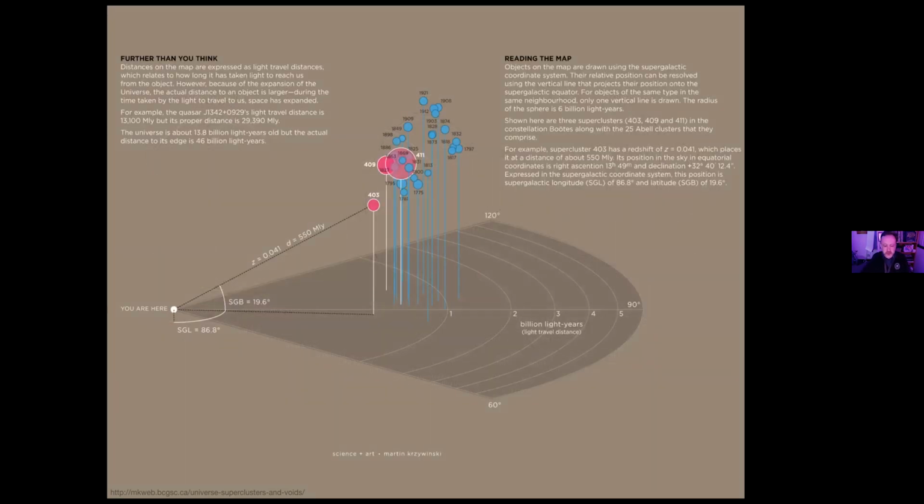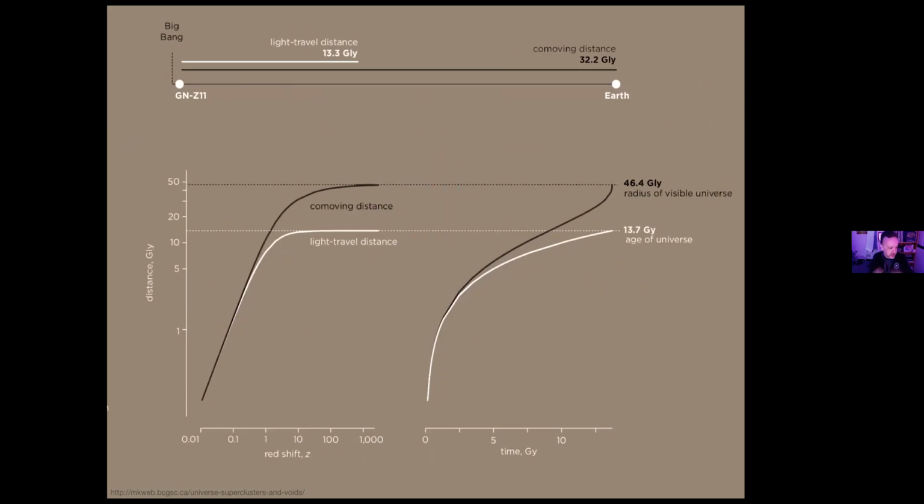Next thing, you learn about how to read the map, and then you have this thing about "further than you think." In other words, there is this perception that because the universe is now 14 billion years old, it must be 14 billion light years in radius. Well, actually, it turns out that it's not true.